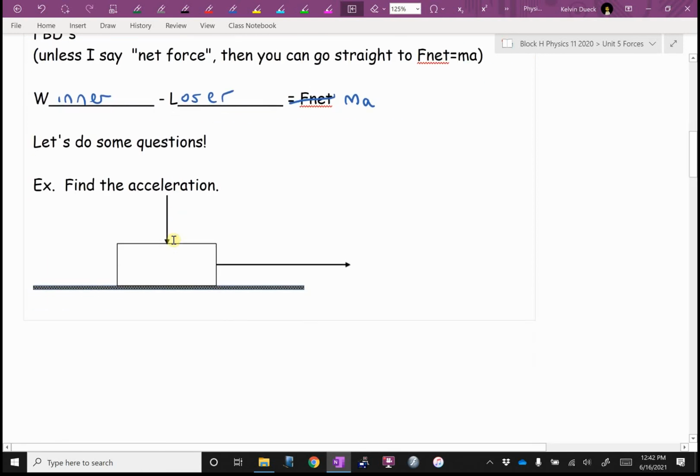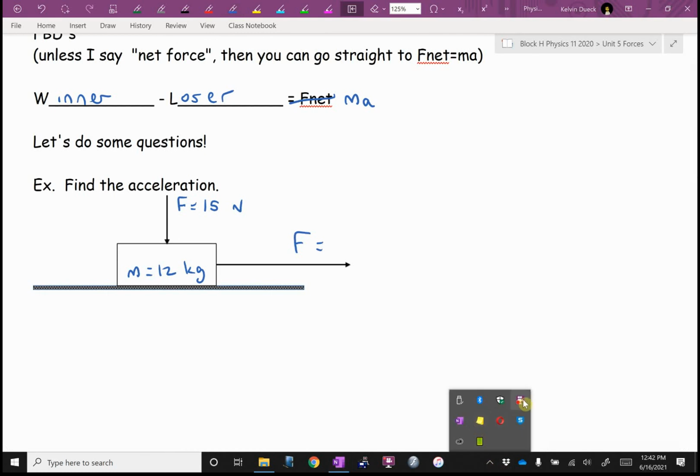This says find the acceleration, but there's no numbers on here. So I'm going to say m equals 12 kilograms. There's a downwards force here. Someone's pushing down with 15 newtons. They're pulling with, I want to make sure this is going to move. Hang on, let me just pause for a second.